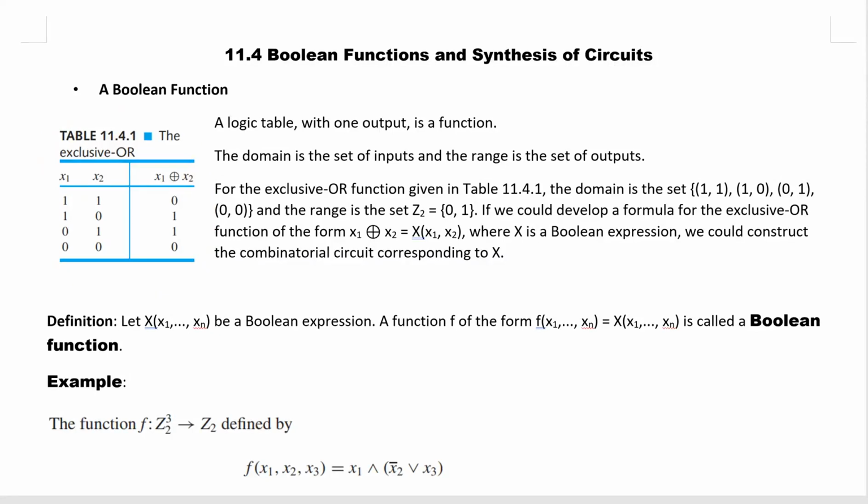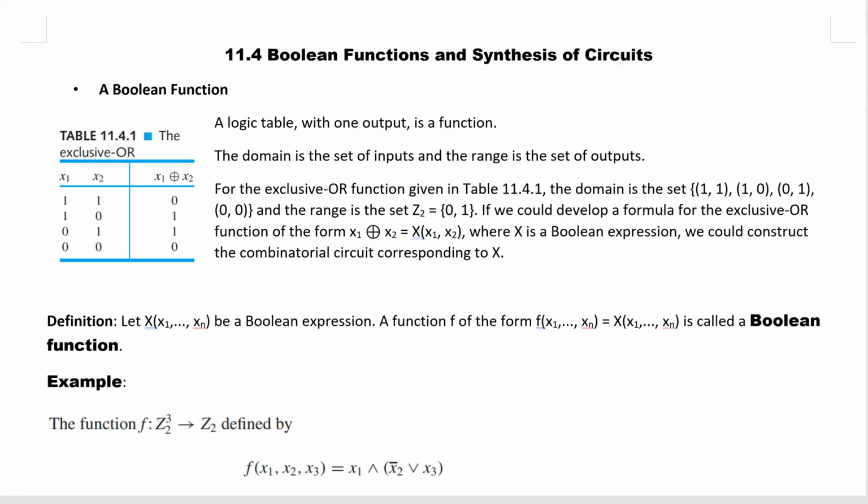In a logic table, we have some inputs and we have one output. So this is actually a function. The domain is the set of inputs and the range is the set of outputs. For the exclusive OR function given in the table, the domain is the set of ordered pairs (1,1), (1,0), (0,1), (0,0), and the range is the set Z2. Z2 we denote as the set consisting of two elements, 0 and 1.